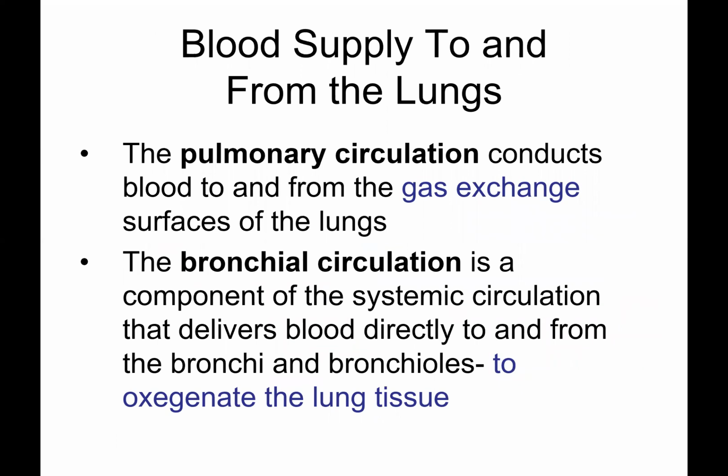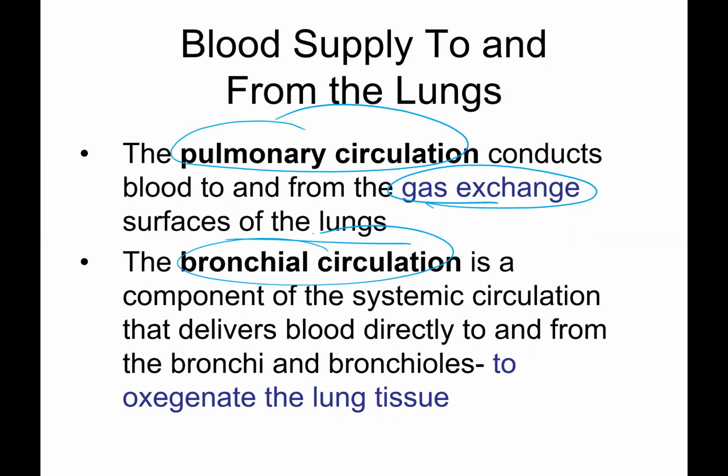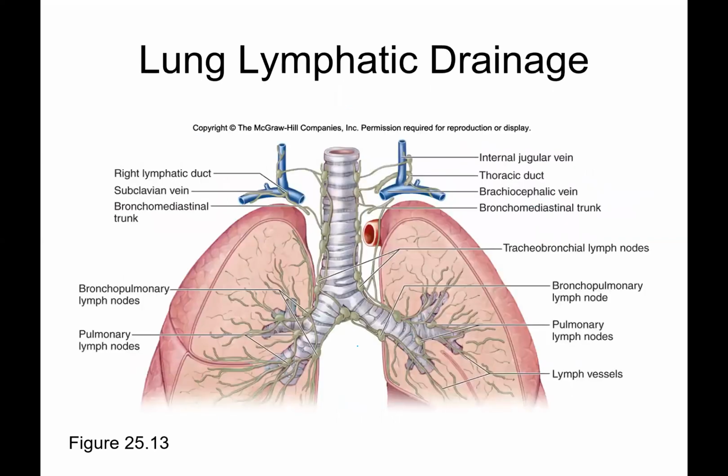Pulmonary circulation is blood to and from the gas exchange in the lungs. Pulmonary circulation, gas exchange within the lungs. The bronchial circulation delivers blood directly to and from the bronchioles. And this part will help oxygenate the lung tissue.